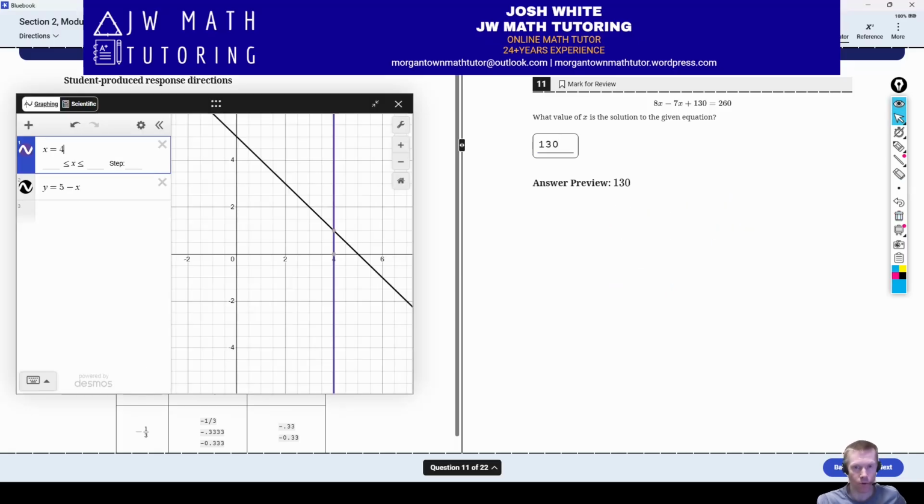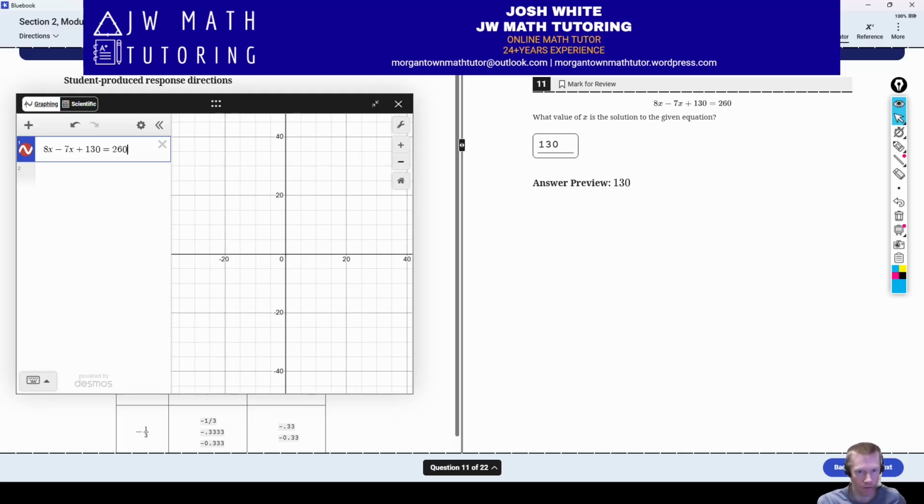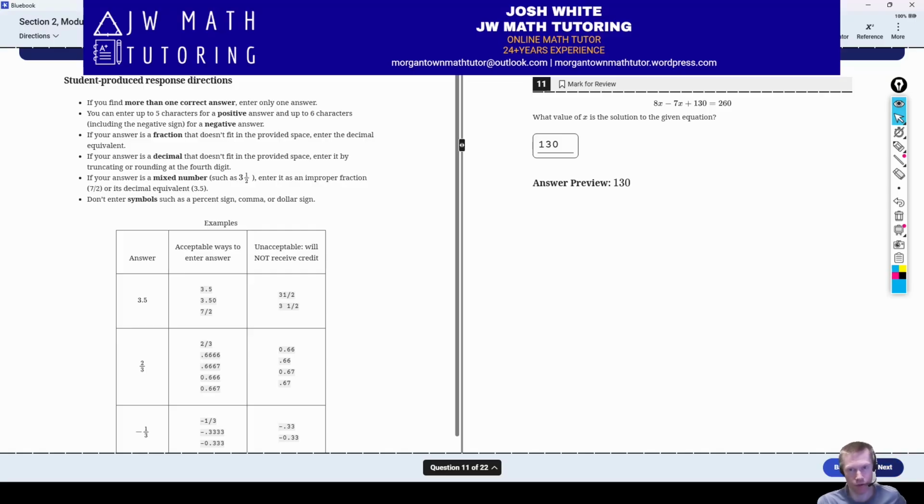But, of course, if you wanted to, you could solve this in Desmos. You can just type the whole thing. Then you have to look for the vertical line. Now here I'm going to have to zoom out a bunch of times, and then you can see it's right here. It's at 130. So that's our answer. It's an alternate approach you could take to solve it.